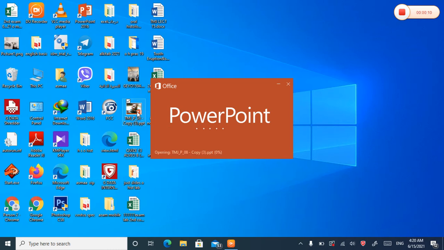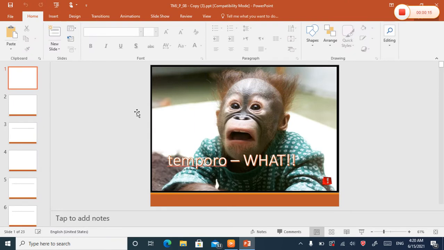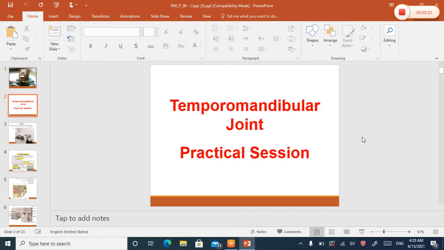The title of practical session today is Temporomandibular Joint. The temporomandibular joint receives its name from the two cranial bones which enter into its formation. What are these bones? Temporal bone and mandibular bone. It is closely associated with the role of teeth in the oral cavity.